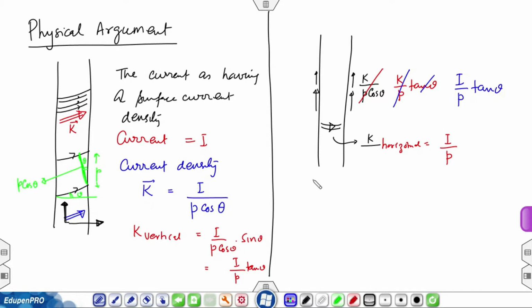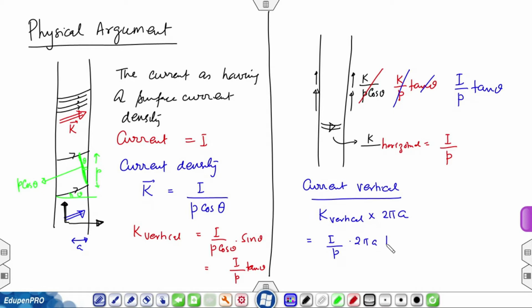Now, the current which is vertical is going to be K vertical times 2 pi A, where A is the radius. So, this is going to be I over P times 2 pi A tangent of theta.